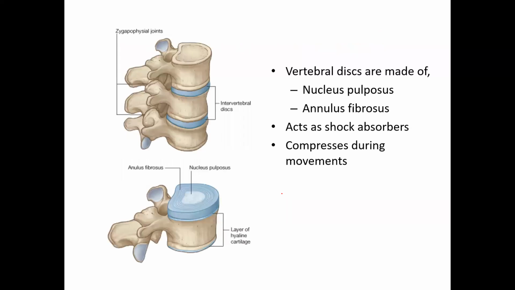Here you can see the vertebral discs, or intervertebral discs, and as you know, they are made of two types of tissue, which we call the nucleus pulposus and the annulus fibrosus. The annulus fibrosus is the part made out of dense connective tissue and fibrous cartilage. The nucleus pulposus is a gelatinous-like substance.